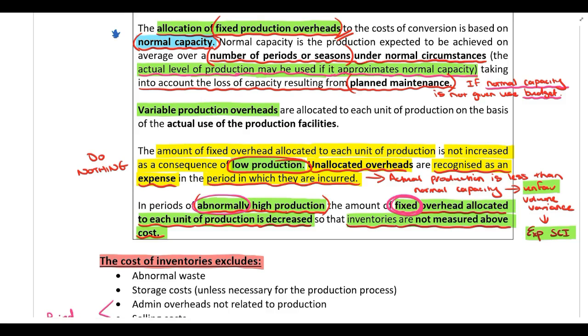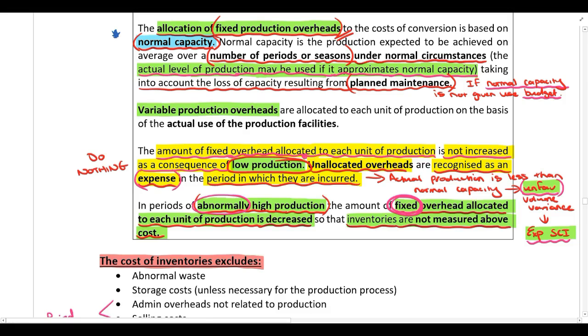So you won't need to do anything because this expense will already be sitting on your statement of comprehensive income. You would have calculated your volume variance, you would have had an unfavorable volume variance, so you would have shown that as an expense. So because of the low production, you will have an expense or an unfavorable volume variance. But it's important to note that the amount of fixed overhead that we allocate to each unit of production is not increased as a consequence of low production.